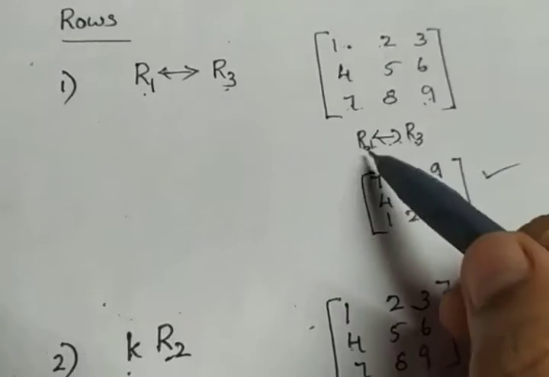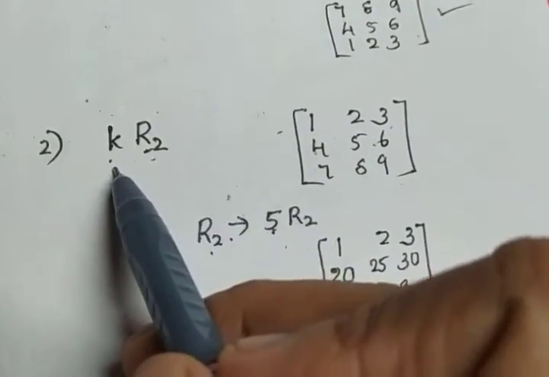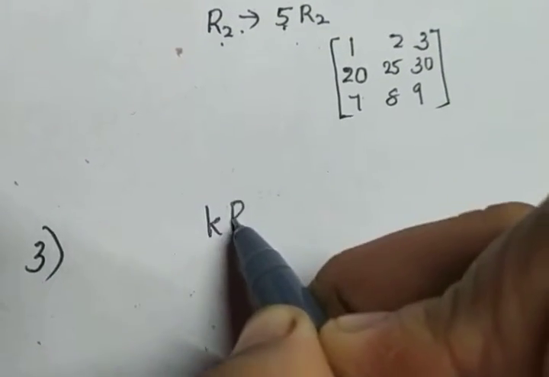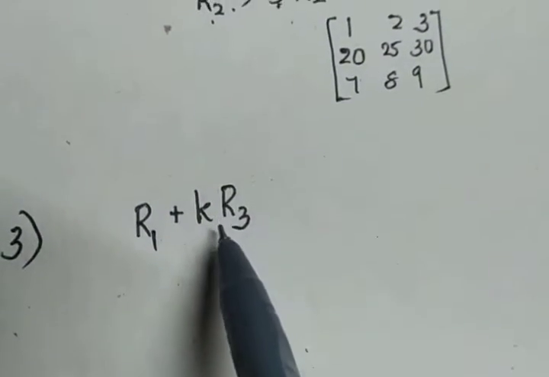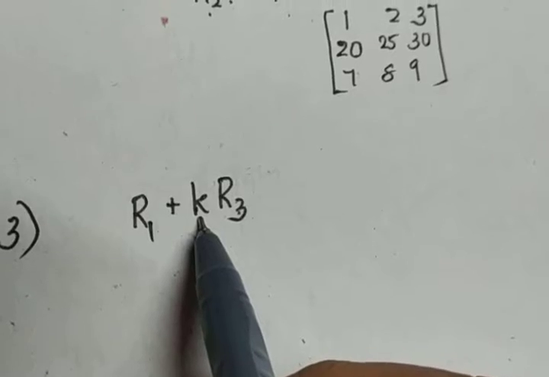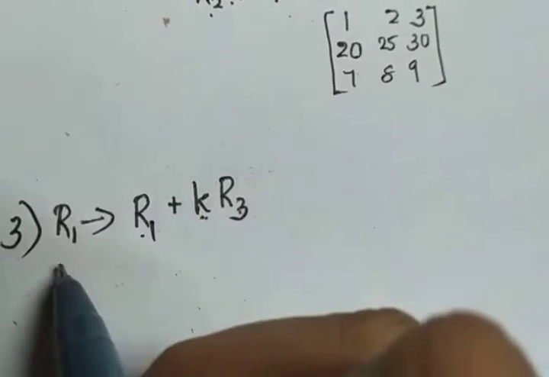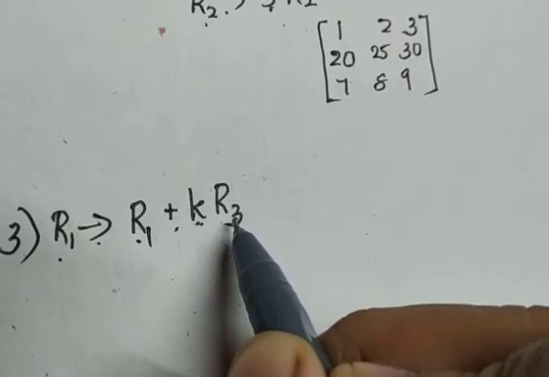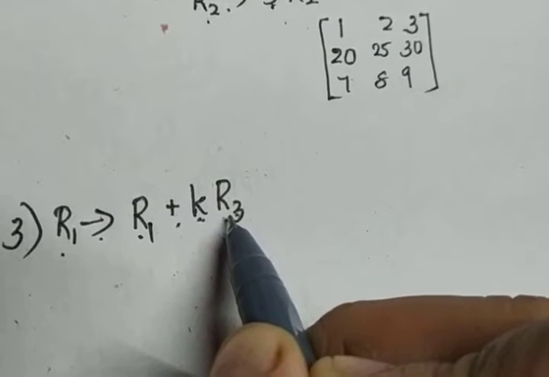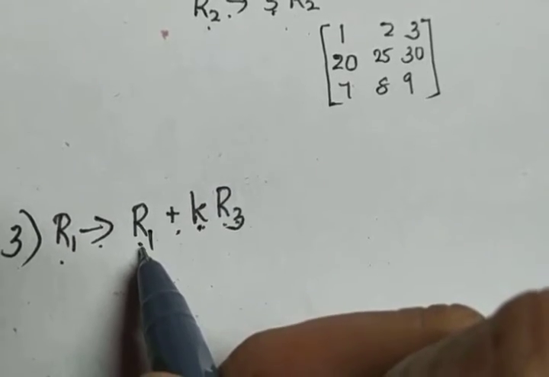So the first one was interchange of two rows. The second one was we can multiply one row with a constant. And the third one is we can multiply one row with a constant and add it together with another row. Here I multiplied the third row with a constant k and added it with R1, and the change is for R1. This reads as R1 changes to R1 plus kR3. I want to multiply each and every element of the third row with the k and add those corresponding elements with R1.